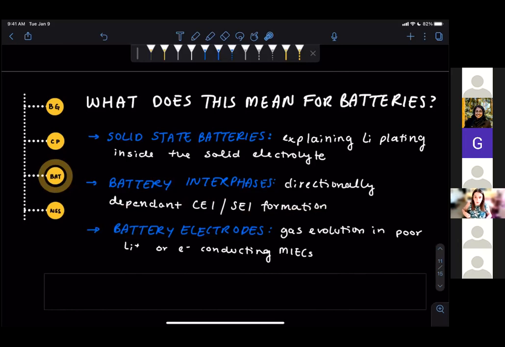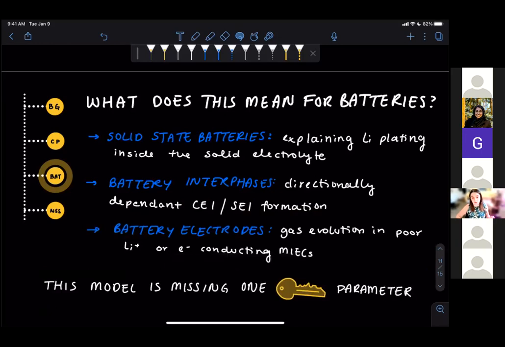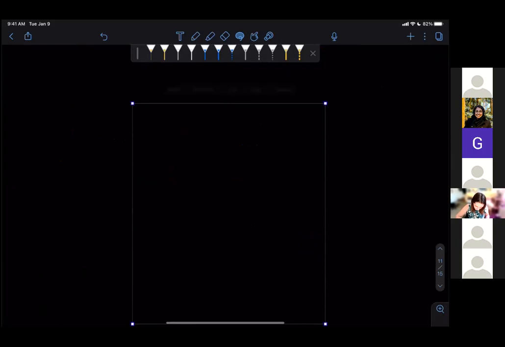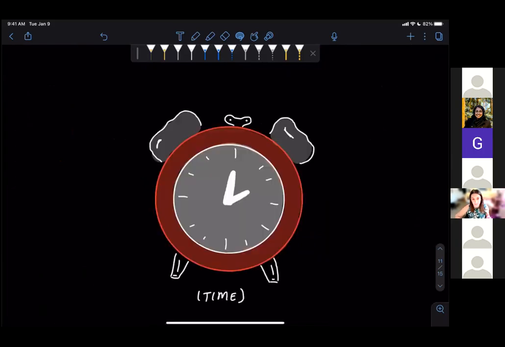If you have some sort of ionic or electronic bottleneck in your electrode, which is the case in my electrodes, you can also have different types of degradation happening within your cathode materials, or anode materials, and we have subgroups dedicated to both electrodes, which hopefully you will find interesting. And so the thing is, we are missing one key parameter. I spent a while on that key, but I spent even more time on time.